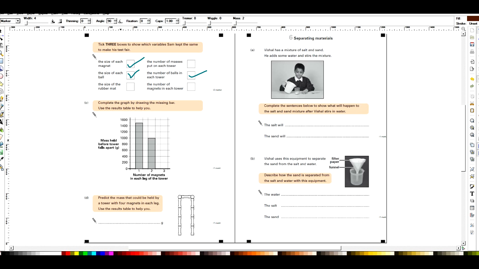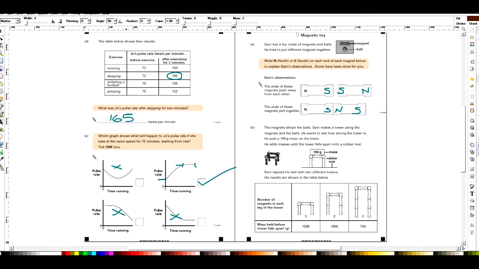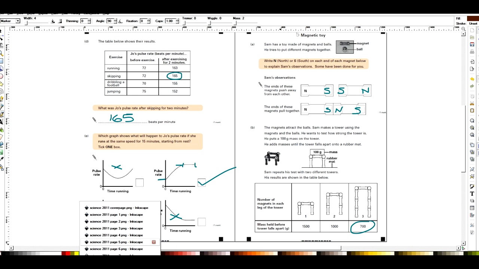Okay. So question part 3. Complete the graph by drawing the missing bar. Use the results table to help you. So for 3 magnets, what do we have from the table that we had previously? Here's number 4. So what was the value for 3? It was 700. So, do you need a ruler?